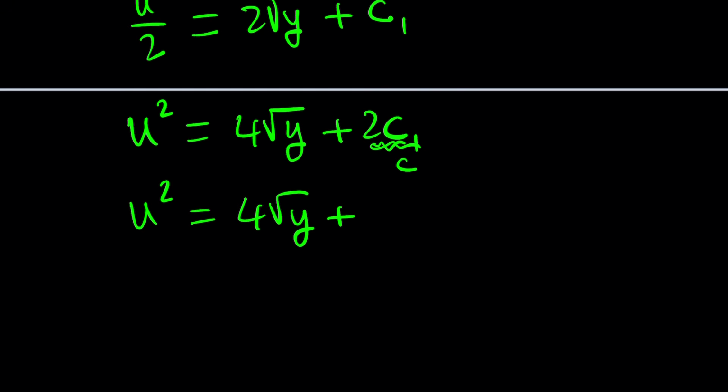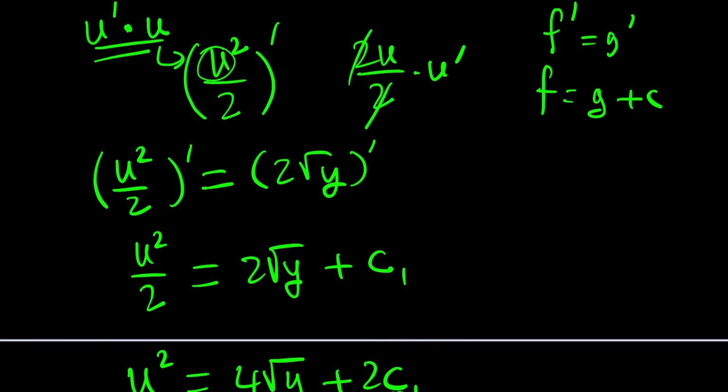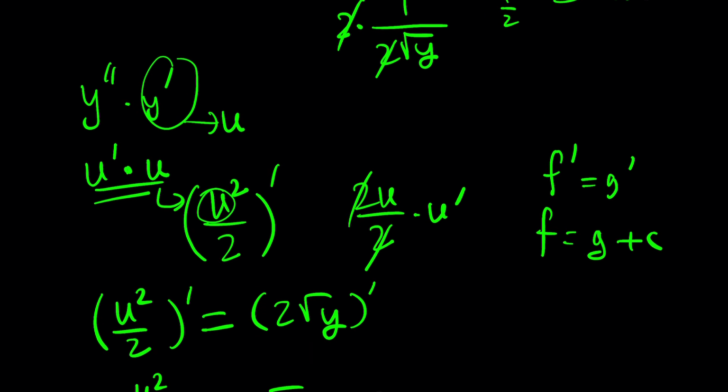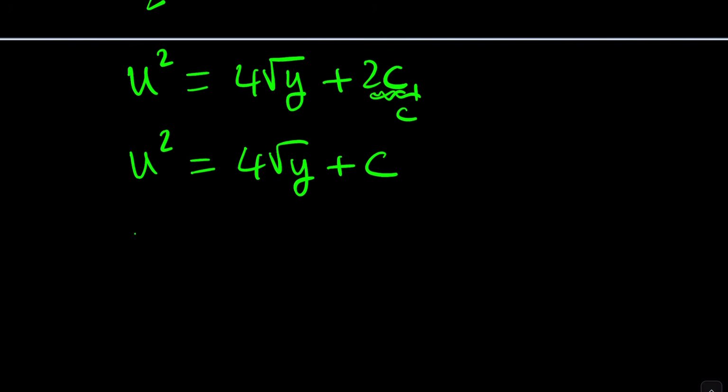But wait a minute. Is this a differential equation? Yes, but you have to back substitute. What is u? Who are you, right? What is u? u is y prime. So now you need to replace this with y prime. So y prime squared is equal to 4 square root of y plus c.